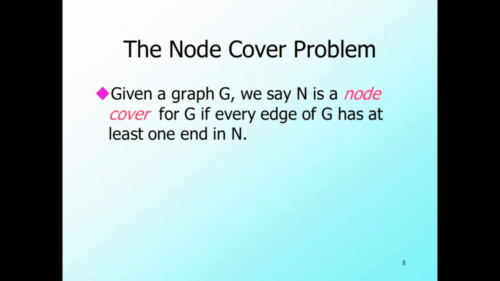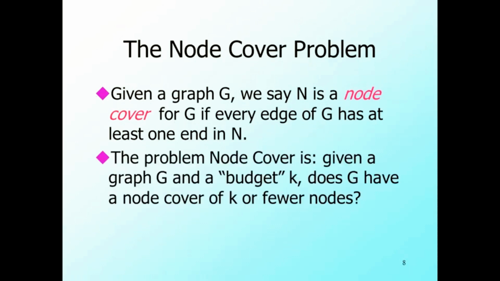Now let's meet a real problem from operations research that Karp proved to be NP complete. A node cover for a graph is a set of nodes of that graph such that every edge has at least one of its two nodes in the set. We need to express the problem of finding the smallest possible node cover as a yes-no problem. We do so by asking whether, given a graph G and an integer k, does G have a node cover of size k or less? This is the formal problem or language called node cover.